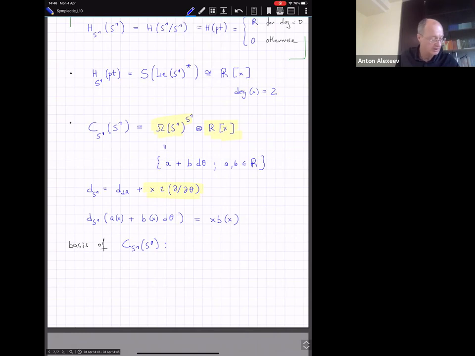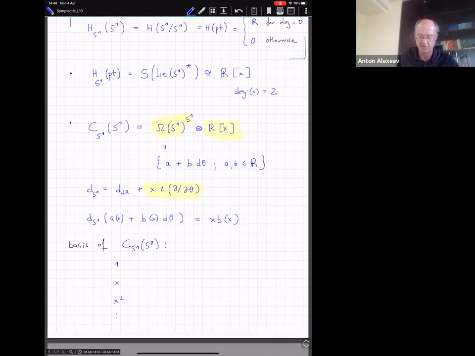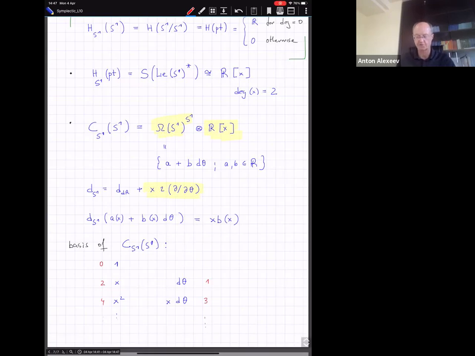So let me write it in the following way. There is 1, X, X squared, and so on, right? So this is what the different components of A of X were. And then there is, let me write it in this way, d theta, X times d theta, and so on. So the degrees are equal to 0, 2, 4, and so on. And here 1, 3, and so on. So these are even and odd degrees.